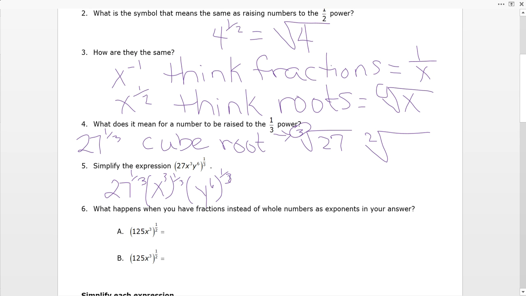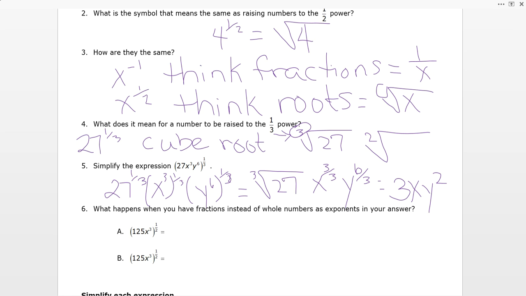So remember, when you have a power to a power, you multiply. So I end up with the cube root of 27, because I'm going to simplify that. I have x to the 3rd power times 1/3, so I end up with x to the 3/3 and y to the 6/3. The cube root of 27 is 3, because 3 times 3 times 3 is 27. So I end up with a 3. X to the 3/3 is x to the 1, and y to the 6/3 is y squared. So what I did basically was multiply my fractional exponent times the exponent I already had, and when it was a number that could be easily simplified, I simplified it.